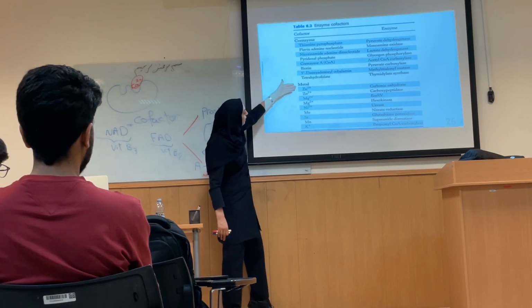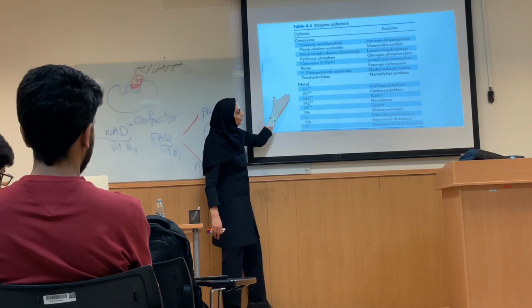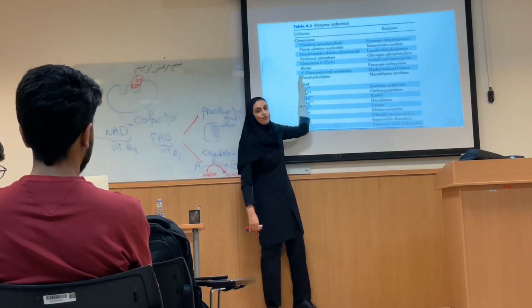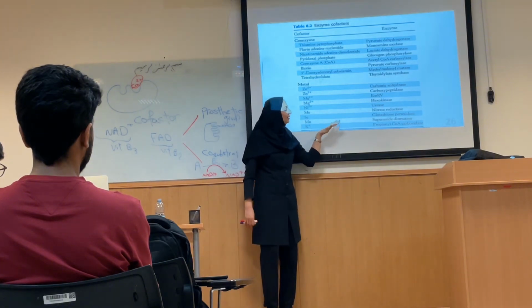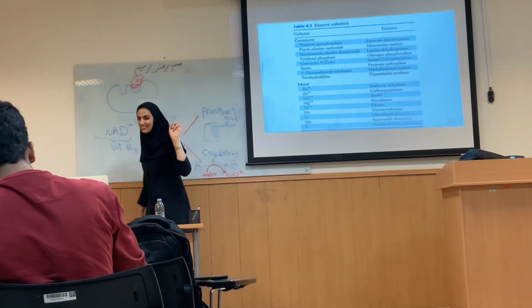Here you can see other metal ions that we call cofactors. And these are the enzyme examples that work with these cofactors and coenzymes. But you don't need to memorize this one. These are just some examples.